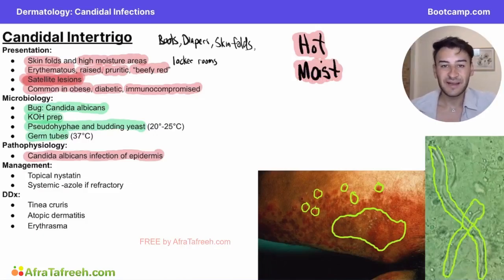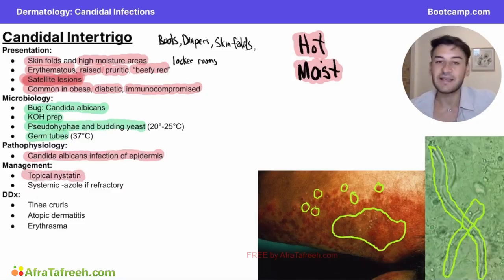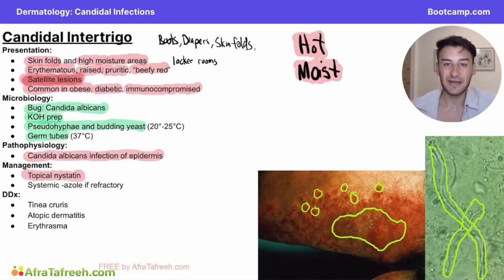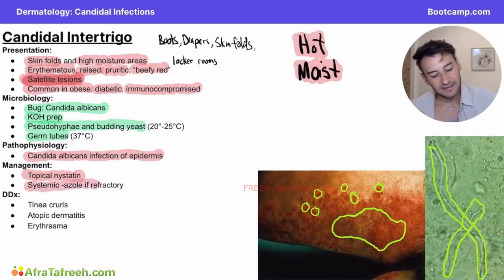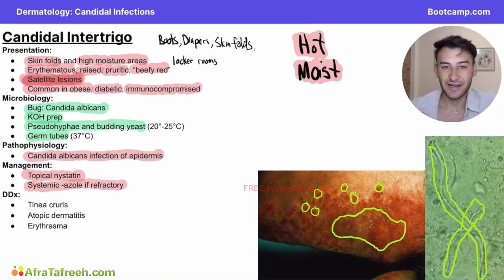In terms of our management, it's pretty simple. We're just going to use topical nystatin wherever the Candida is growing. And this is great because we can lift up skin folds and apply this medication locally, and it should take care of the infection. However, if people have a refractory infection to topical treatments, we can also provide a systemic azole, and that should take care of the infection.